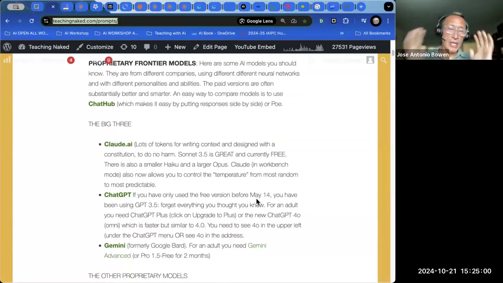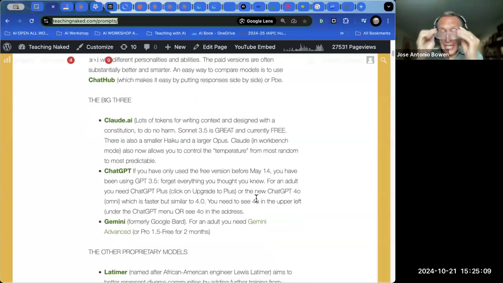If you want to do this in one window, you could use ChatHub or Poe. But I actually think it's better for you to create an account with these others. The free Gemini is not so good. So if you're only using free tools, I would skip Gemini for now, but Claude and ChatGPT are both pretty good free tools. Back to privacy.